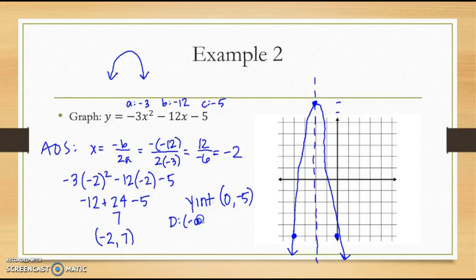Domain, always all real numbers. Now this one's going down, it's opening down, so I'm going to negative infinity. So that always goes on the left-hand side. And then I have a maximum point at positive 7 with a bracket. And that is graphing in standard form.